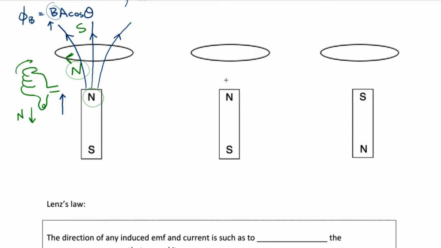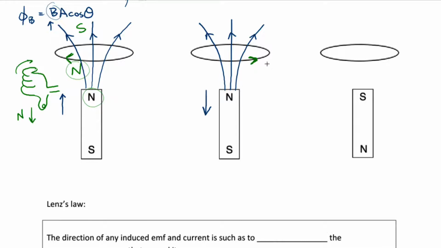Let's continue with another example to make this clearer. Again, I have a north pole of a bar magnet near a loop of wire, but now I'm going to move the bar magnet downwards. In this case, the current is going to be going in the opposite direction.